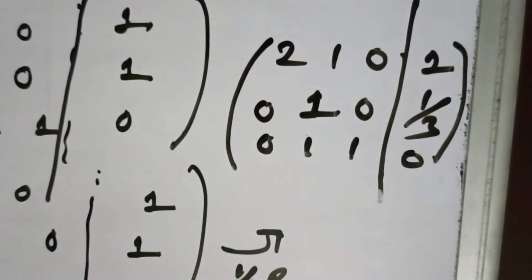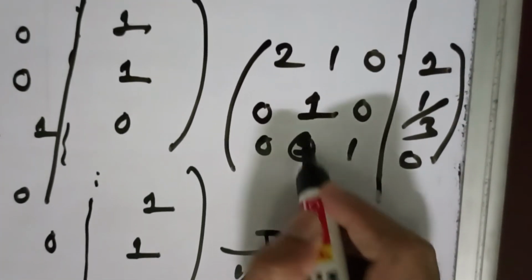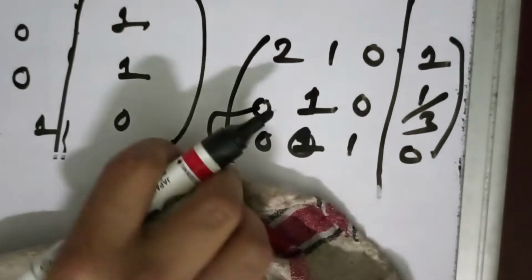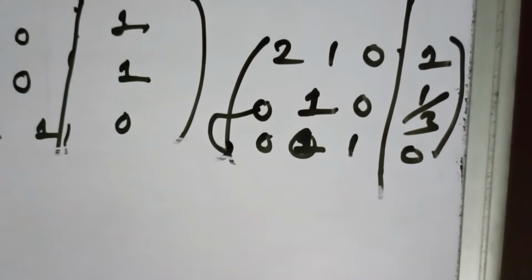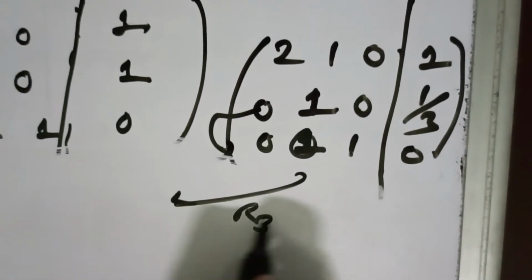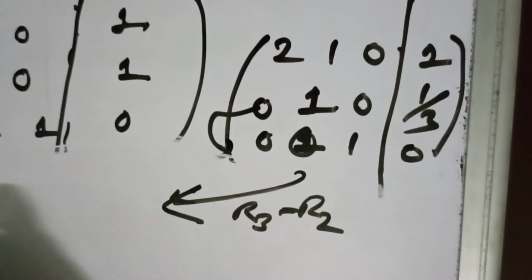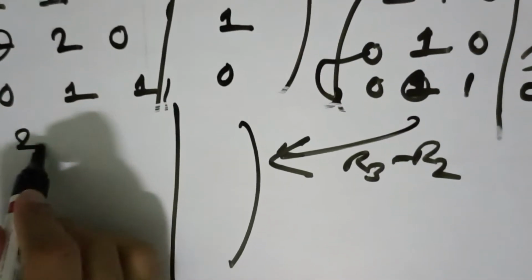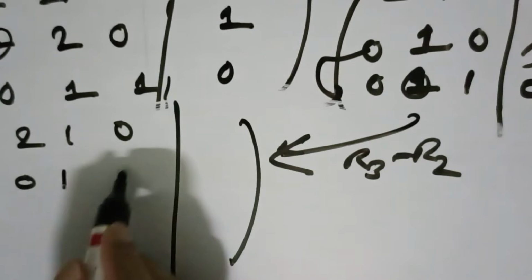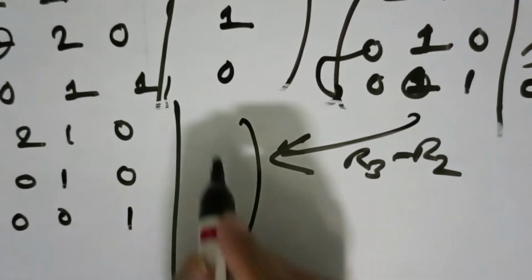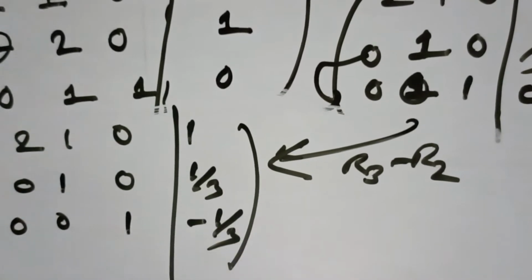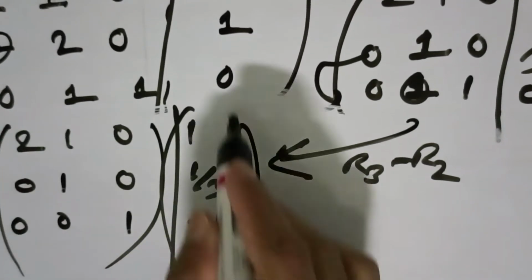Now you have to make it 0, so subtract R3 from R2. What do I get? I get 2 1 0, 0 1 0, 0 0 1, and the last column is 1, 1 by 3, minus 1 by 3. So this is the A matrix, and this is the B vector in this case.